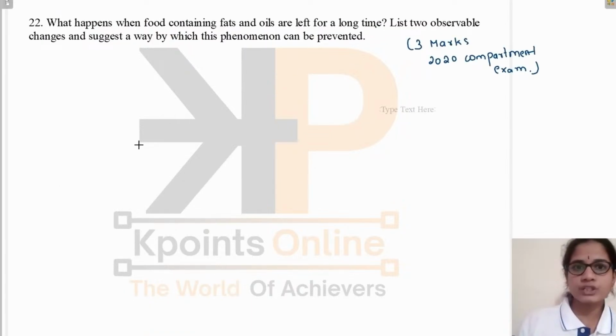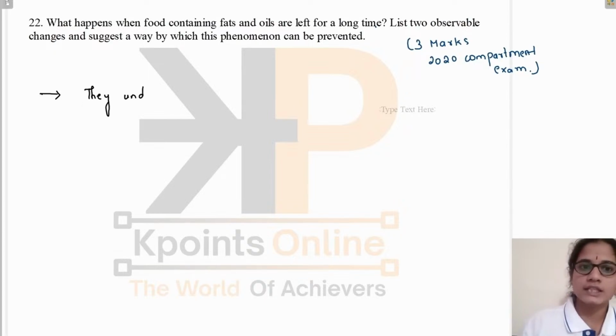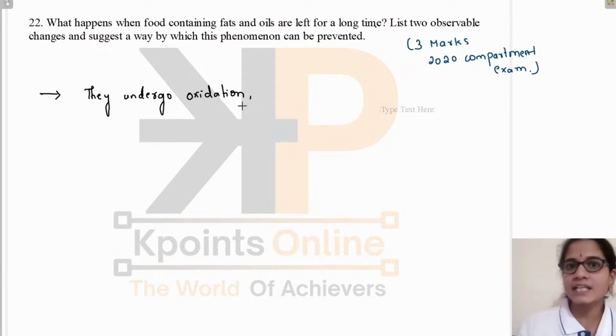What happens when food containing fats and oils are left for a long time? List two observable changes and suggest a way by which this phenomenon can be prevented. This is about rancidity. Yes, when food containing oils and fats are left for a long time, they undergo oxidation. What are the changes that you can observe after they have undergone oxidation? Yes, the smell and taste of the food materials will get changed.